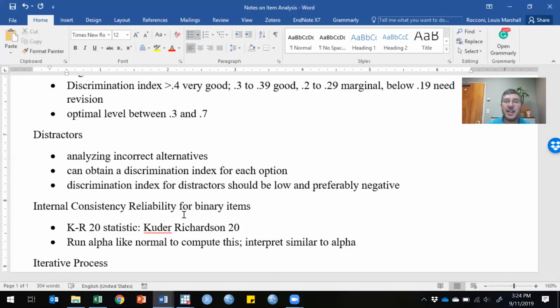And then the last point to hit on is that the item analysis process is an iterative process, right? After we decide which items we want to keep and which items we want to remove, we'd run the item analysis again. And then you'd want to run it until we have our final set of items.